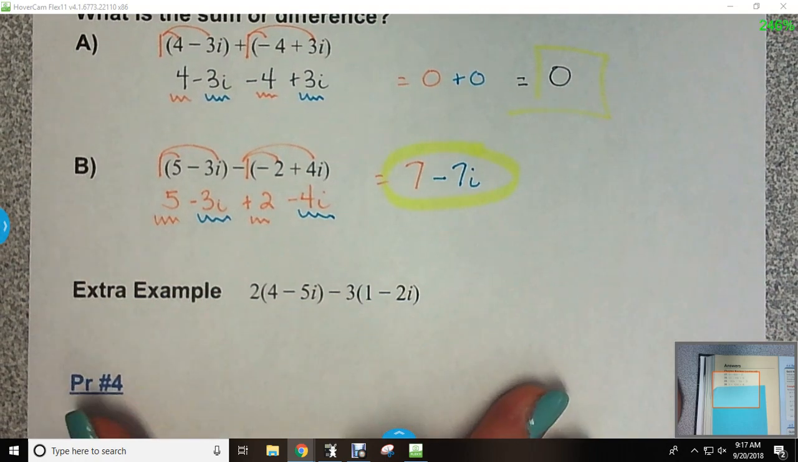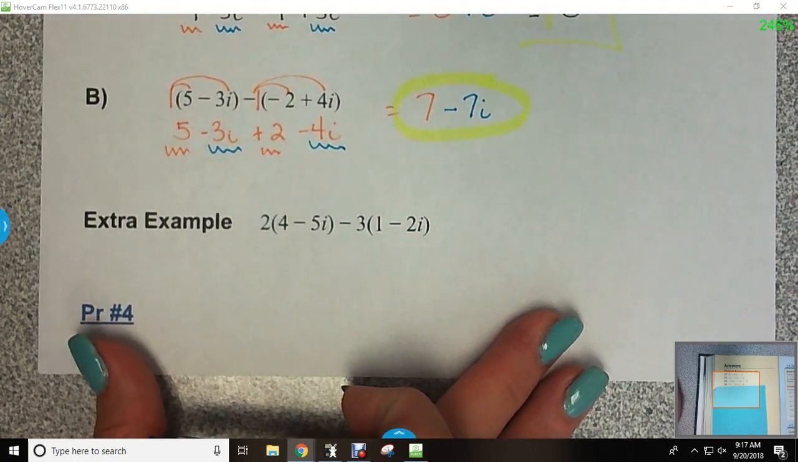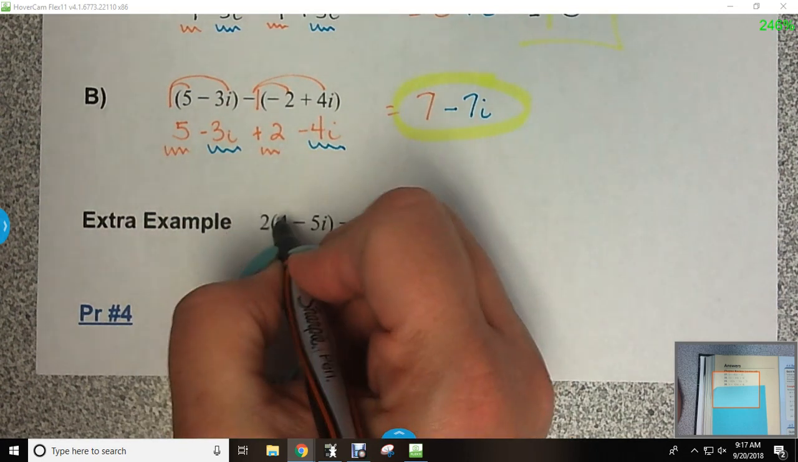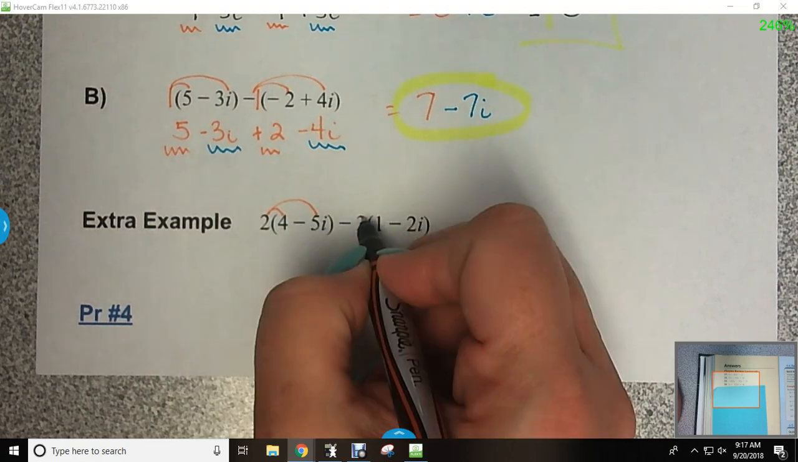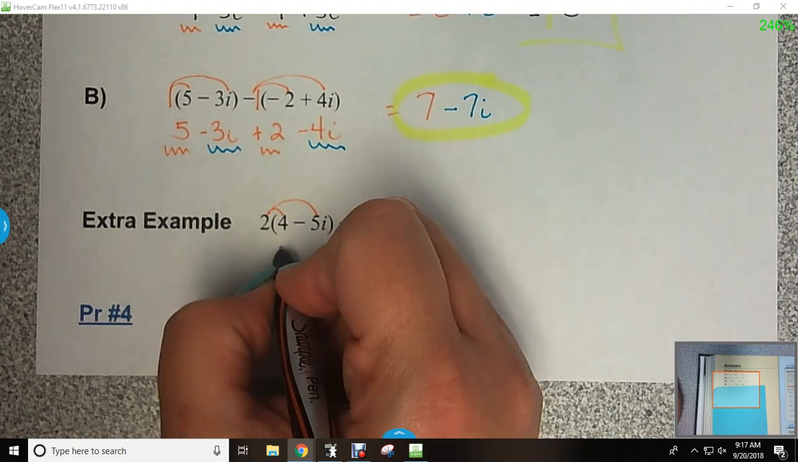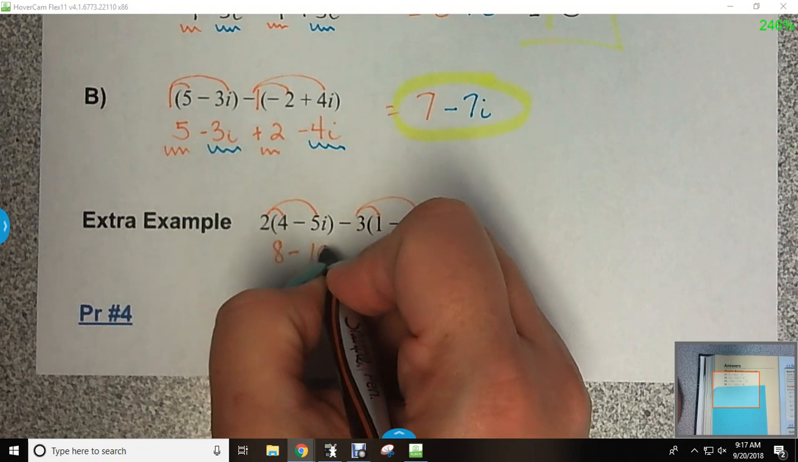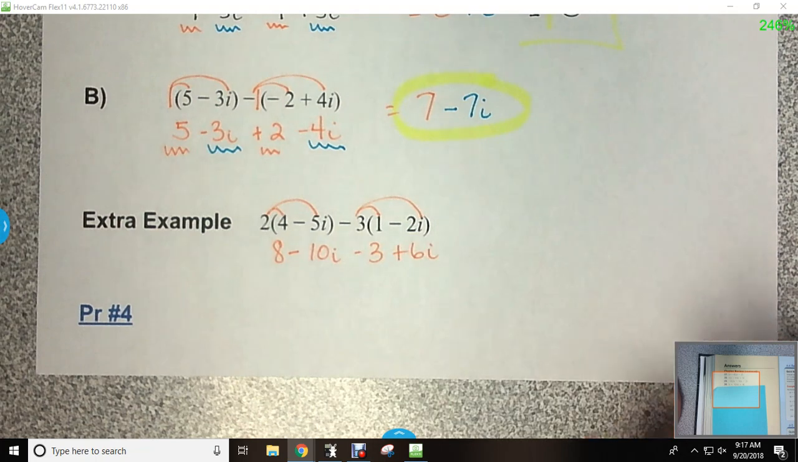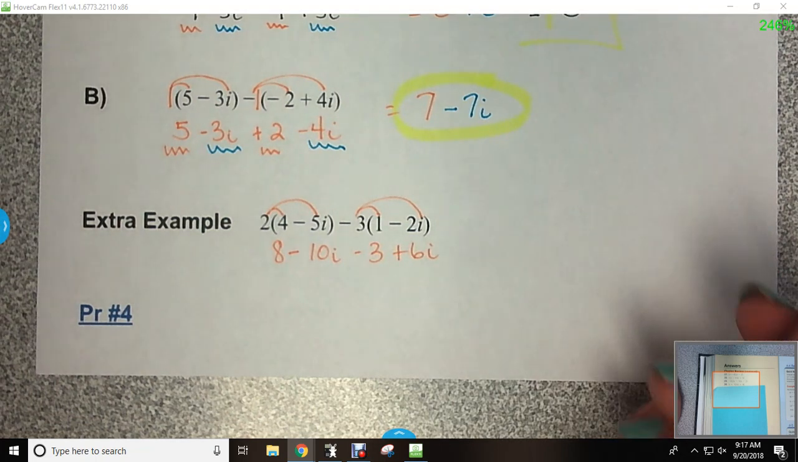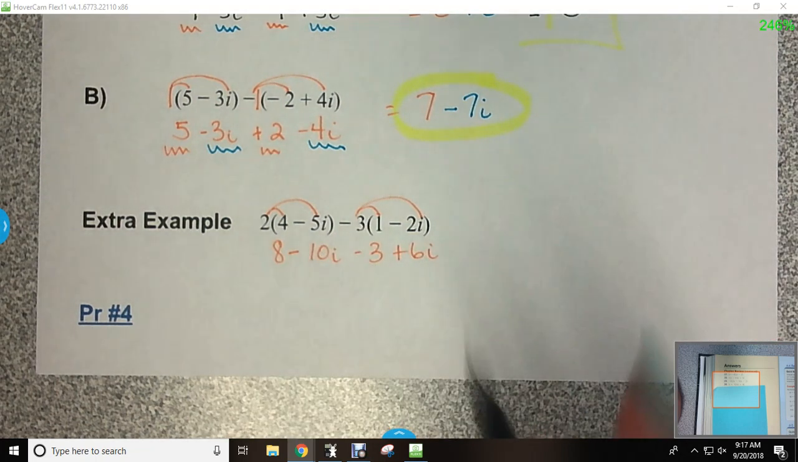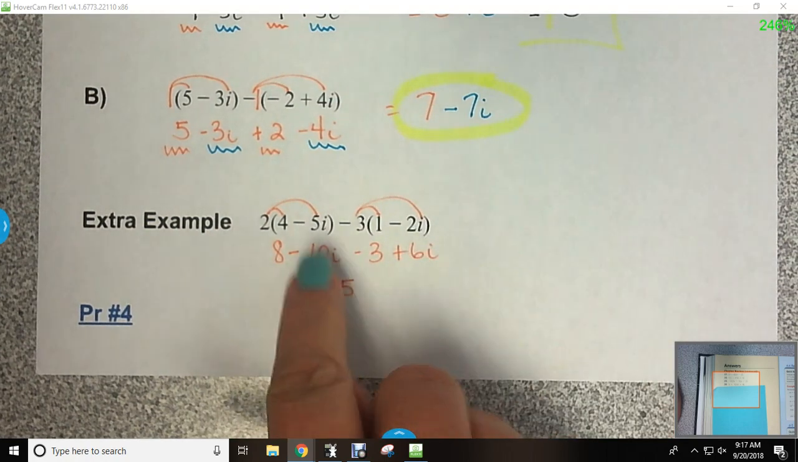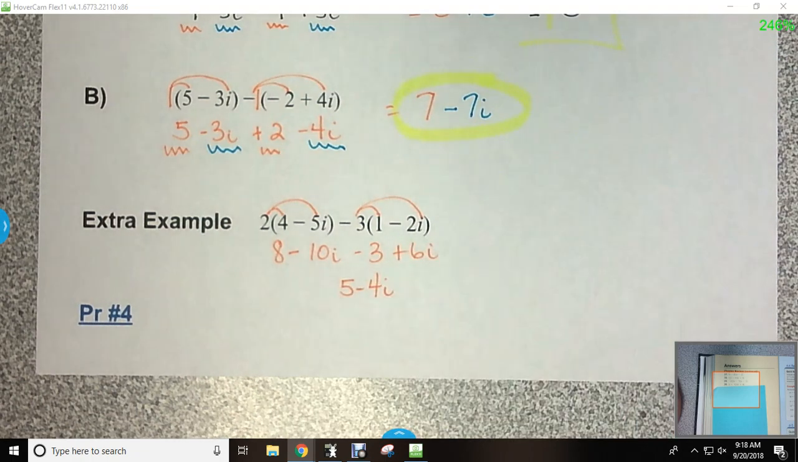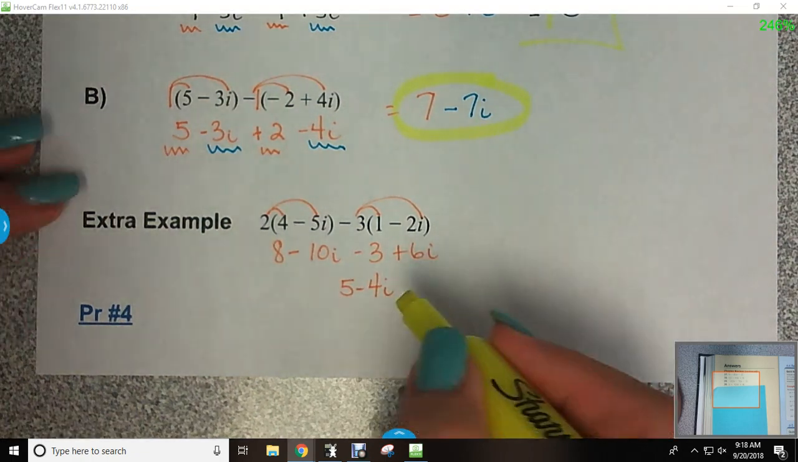So now we're going to do one more extra one. This time I actually have coefficients written in front of the parentheses. So let's distribute those to get rid of my parentheses. Get 8 minus 10i minus 3 plus 6i. Combine your like terms. 8 minus 3 is 5. Negative 10i plus 6i is negative 4i. And that's it.